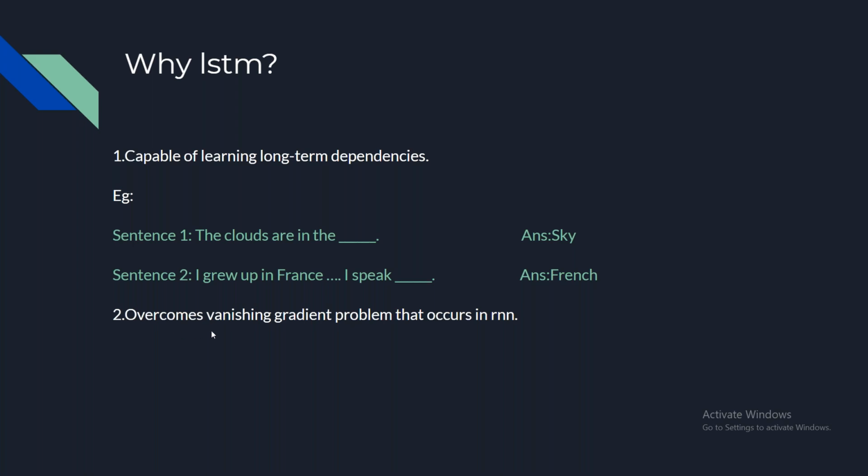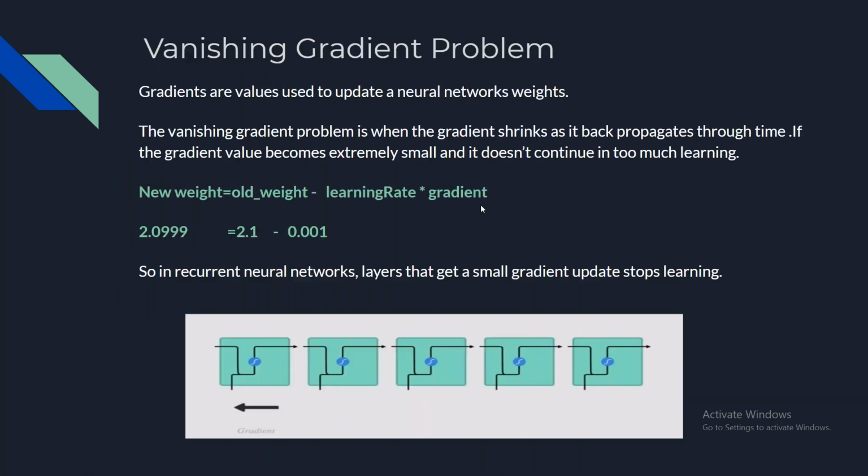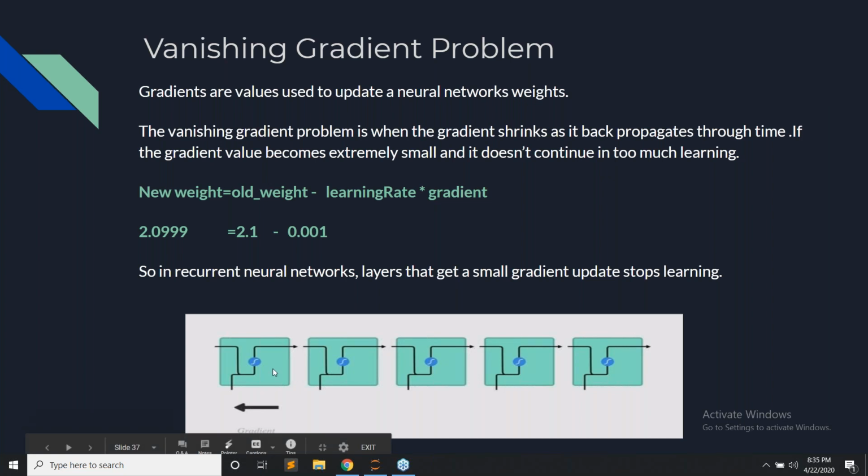LSTM also overcomes the vanishing gradient problem, which was mentioned by my friend Prateek previously. So, going next, the vanishing gradient problem. What is a gradient? Gradients are the values used to update a neural network's weights. The vanishing gradient problem is when the gradient shrinks as it backpropagates. The gradient becomes so small, and its effect on the new value so minimal, that the new value is approximately equal to the old value.